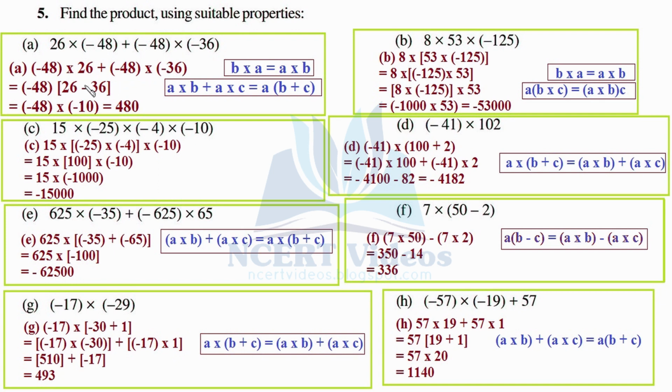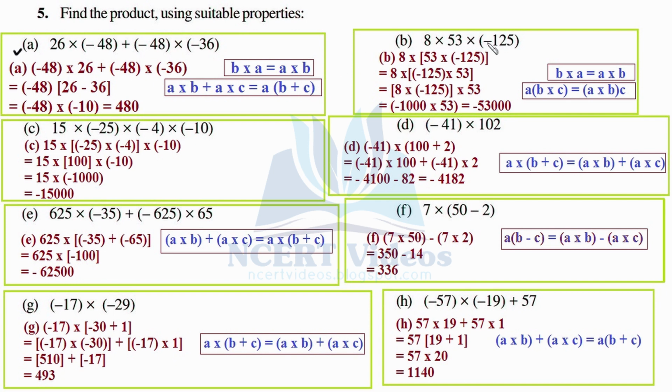Now minus 48 is taken as common because it is common in both the terms. Now 26 minus 36 can be taken, and the property that allows us to do this is a into b plus a into c. A is common, and b, this sign is taken. In this case it is plus c. Now minus 48 as it is, you solve it. Minus 10, because negative was the greater number here. You subtract and put the sign of the greater number. It is 480, minus minus is plus.